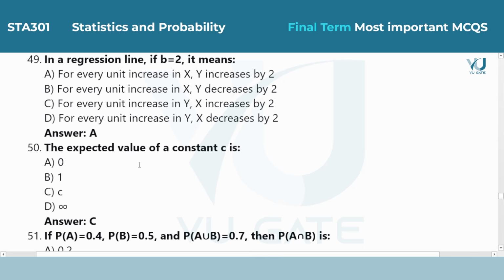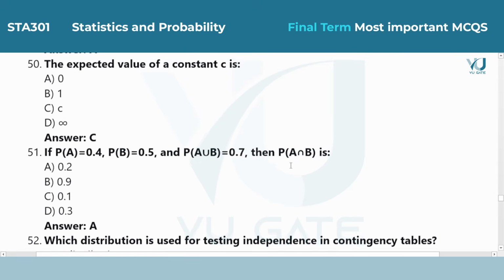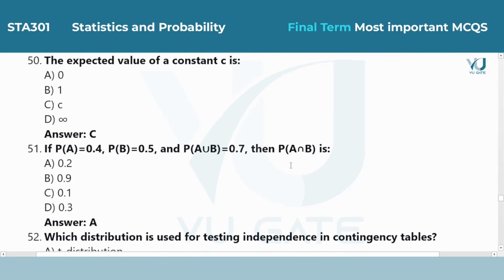Question: in a regression line, if B equals 2, it means? Answer: A. For every unit increase in X, Y increases by 2. Explanation: the slope B tells us exactly how much the dependent variable changes for each step in the independent variable. Question: the expected value of a constant C is? Answer: C. Explanation: since a constant is always the same, its average or expected value is just the constant itself.